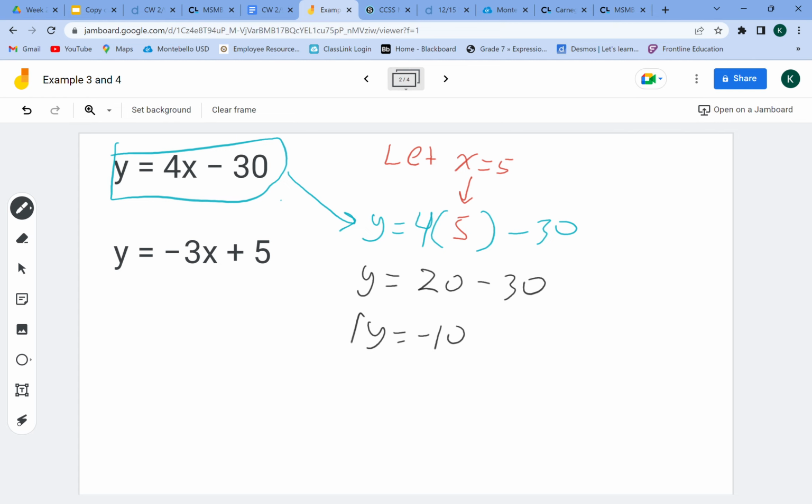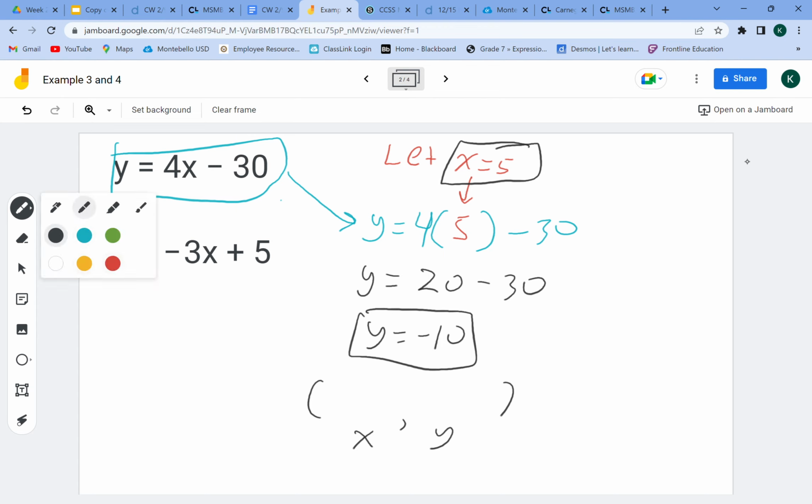Okay, so now I have a y value and I have an x value. So now I could write my ordered pair. Here's my ordered pair. Here's my x and y. Remember, it goes in alphabetical order. So my x is 5, and my y value is going to be negative 10. Okay, and again, I want you to check your work.